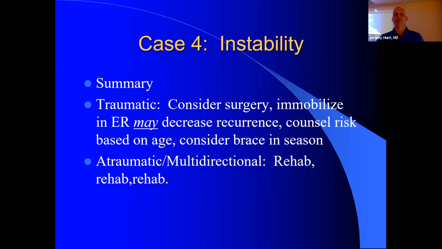So to summarize with instabilities, traumatic, at least consider surgery. Immobilization in external rotation may decrease recurrence, but most of it's based on age. And if somebody's trying to finish their season, once they have full range of motion and strength, you can get them back, but consider a brace if it seems doable. And then if they're atraumatic, multidirectional, loose-jointed athletes, just keep rehabbing them.